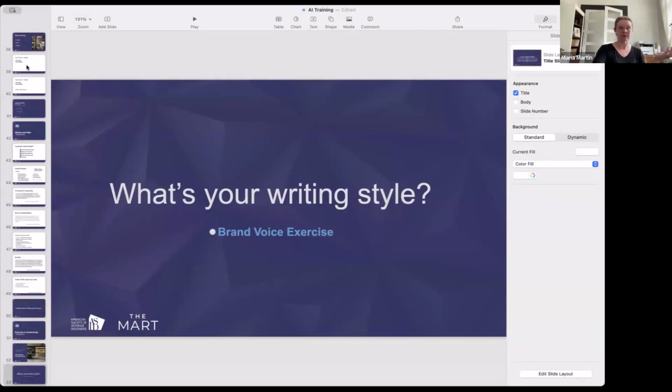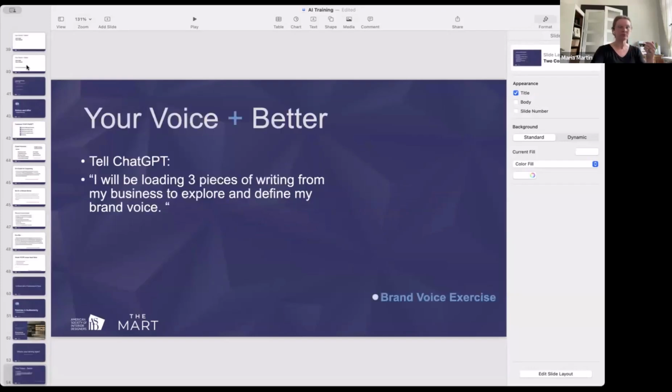So what is your writing style? If someone said to you, how do you write? What do you sound like? What words do you use? How do you present yourself in the written language? You might be more familiar with what your portfolio looks like, but you may not be familiar with what you sound like and how you position yourself and your communication style. And so what you can do is ask ChatGPT to give you that description.